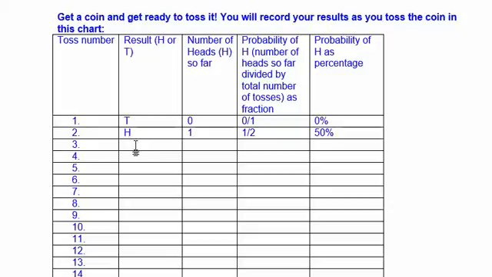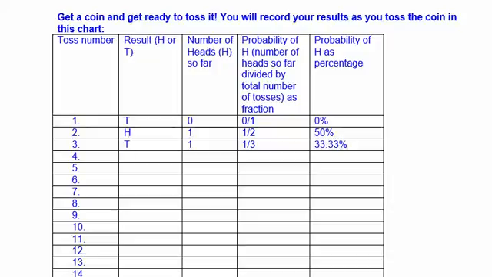Okay, now I need to toss my coin again for number 3. I got a tail. So far I still only have 1 head because I didn't get another head, and I had 1 already. I'm not going to put a 0 here because I can't go down in my number of heads. It can only increase. This row can only get bigger. So now I have 1 head out of 3 because my coin toss is 3 and my heads is 1. And that is 33.33%. Now, how do you find that out?